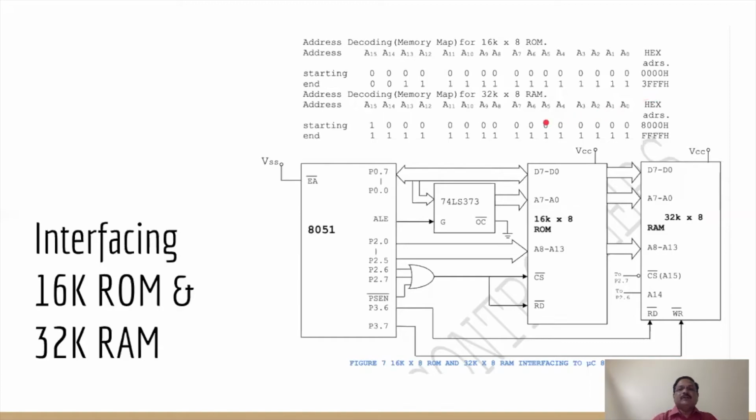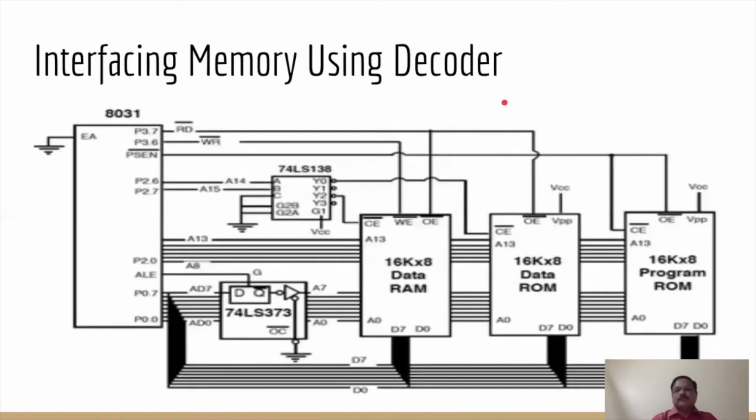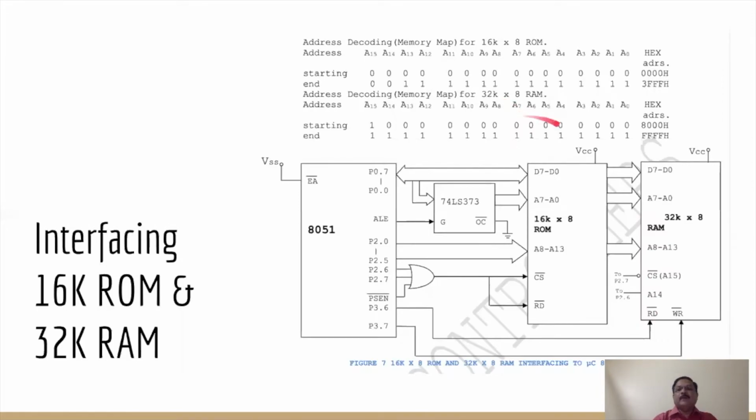Similarly, for the 32K RAM, there it shows the memory map where you can find, as I told, now here what is done, the A15 line is permanently kept high. So the starting address is 8000 as we had seen in the earlier example. And here the remaining lines from 0 to when all are 1, the final end address will be FFFFH.